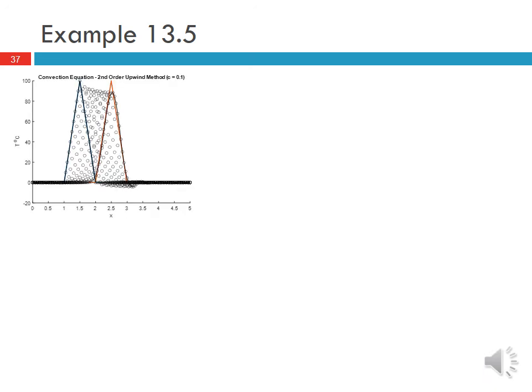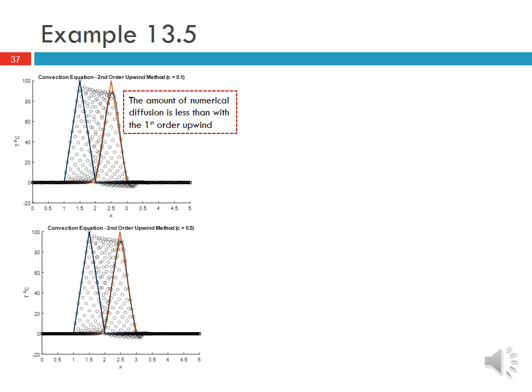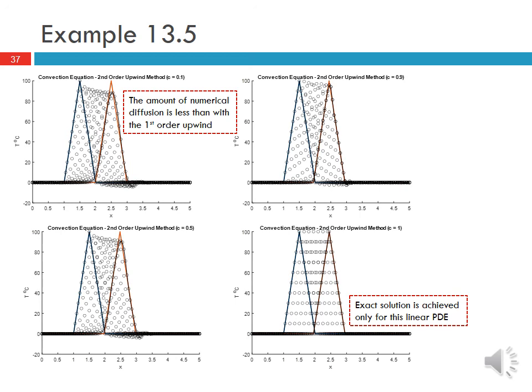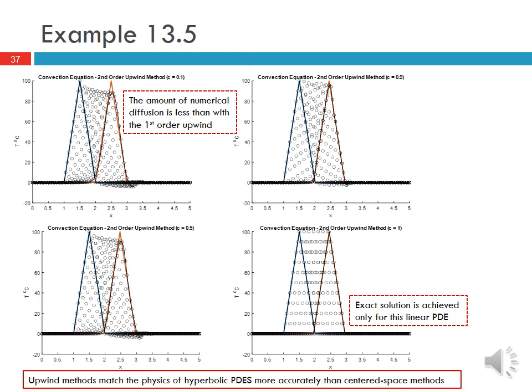So again, this is the result with the second order upwind method for C is equal to 0.1. The amount of numerical diffusion is much less than with the first order upwind method. This is for C is equal to 0.5, C is equal to 0.9, and with C is equal to 1, we get the exact solution achieved. But again, this is only for this linear PDE and is not the case in general for nonlinear PDEs. So from this, we can see that upwind methods match the physics of hyperbolic PDEs more accurately than centered space methods do.